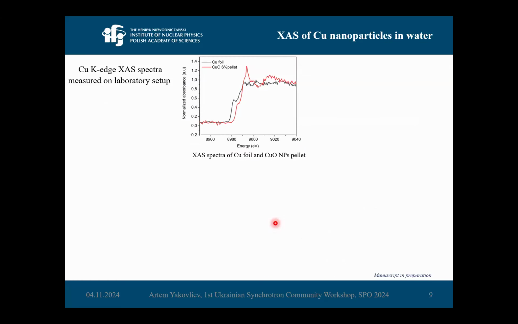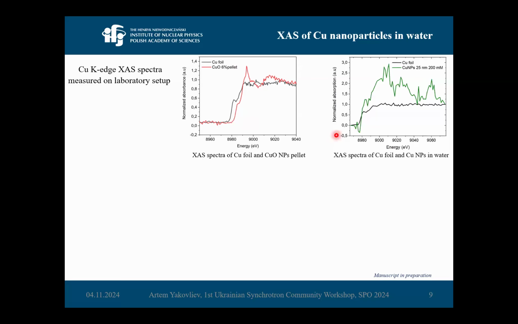The second example is more challenging. We had copper nanoparticles, and we wanted to measure copper nanoparticles in water solution. So first we captured XAS spectra of copper foil as reference and copper oxide pellets. But already with our sample of nanoparticles in water, you can see the challenges: we have not enough counts. But still, this kind of data is of great use for us because we can check our sample, the quality of it, and we can test different, for example, delivery systems.